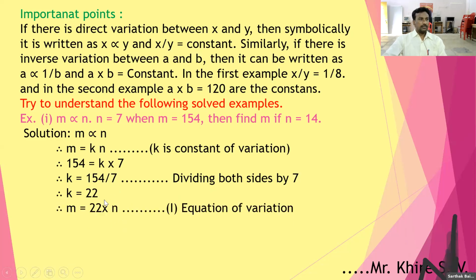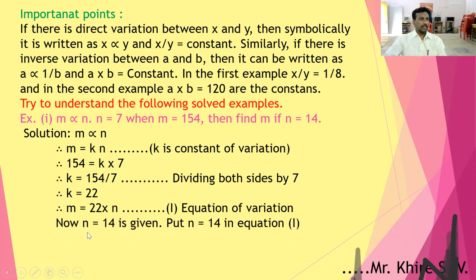Now the equation of variation is m is equal to kn. Now put the value of k only. m is equal to 22 into n. This is the equation of variation. Now n is equal to 14 is given in the example. We have to find the value of m.